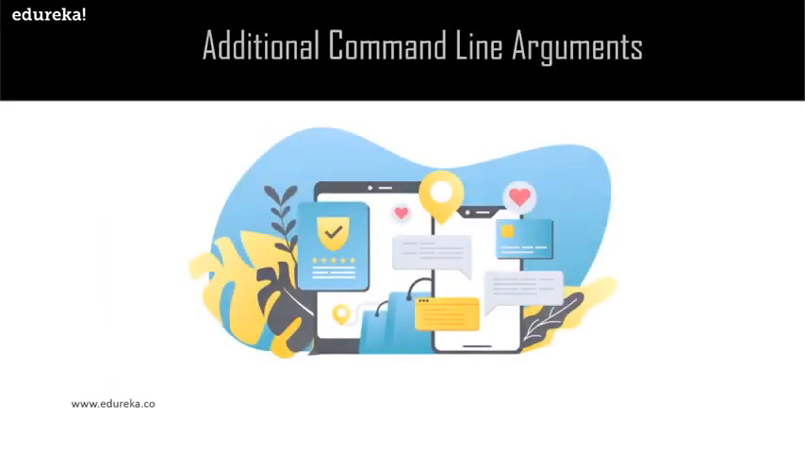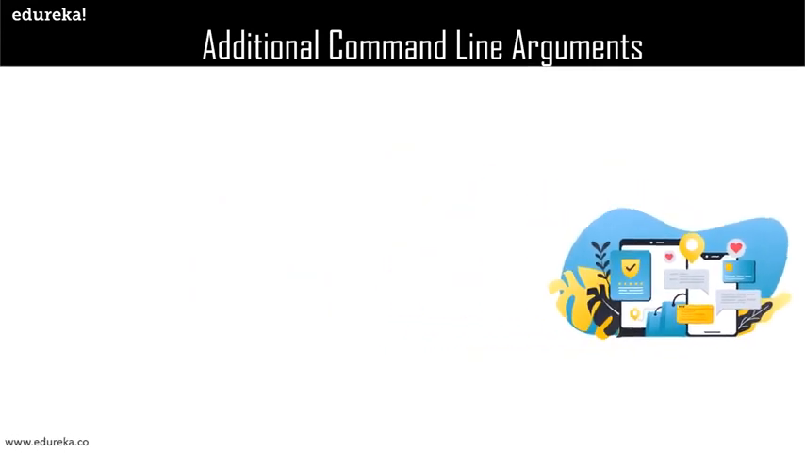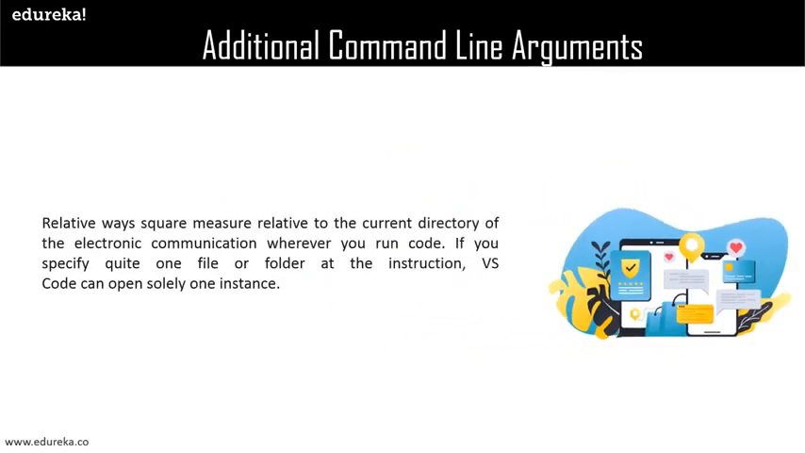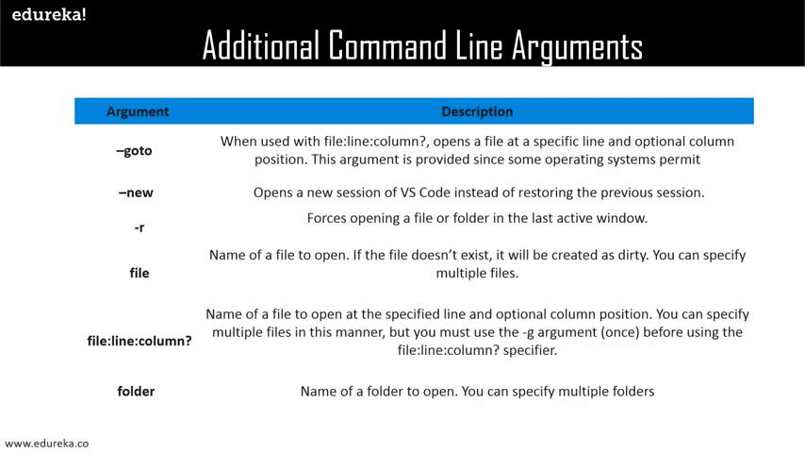So what exactly are additional command line arguments? Additional command line arguments in Visual Studio are special keywords which have special functionality. Now, let us understand a few of those in Visual Studio. The table here will explain a few of the additional command line arguments supported in Visual Studio.